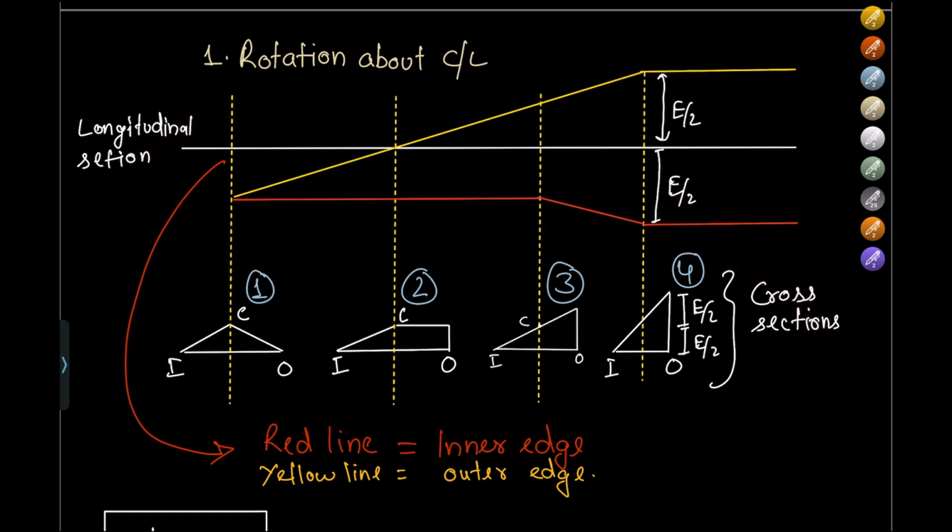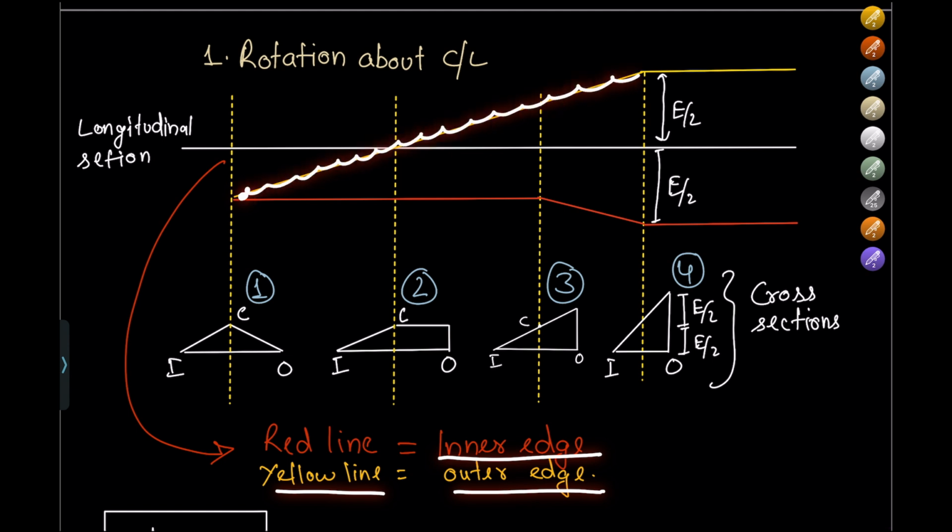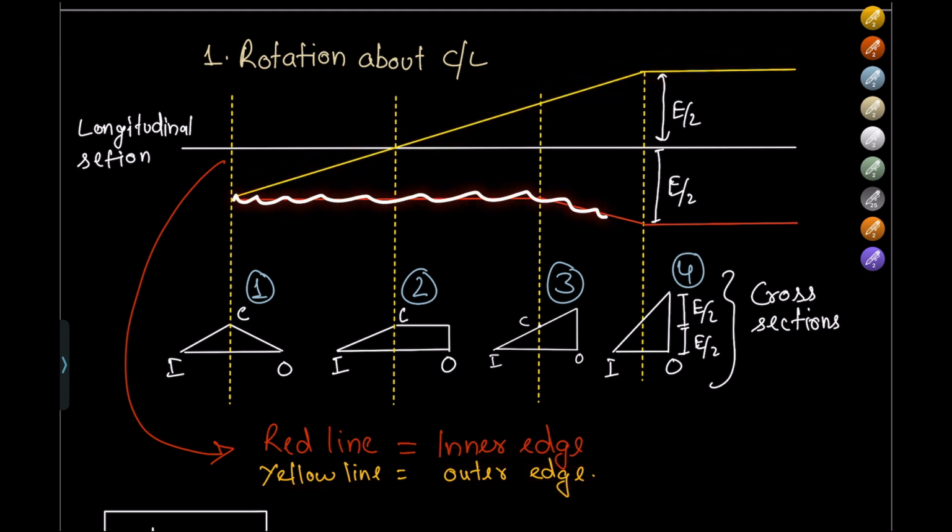So the legend for the diagram is as below. The red line would be representing the inner edge and the yellow line would be representing the outer edge. This yellow line is representing how the outer edge is behaving over the longitudinal section, and this red line is representing how the inner edge is behaving over the whole transition curve or achievement of superelevation. So at this section, let us call this section 1-1.